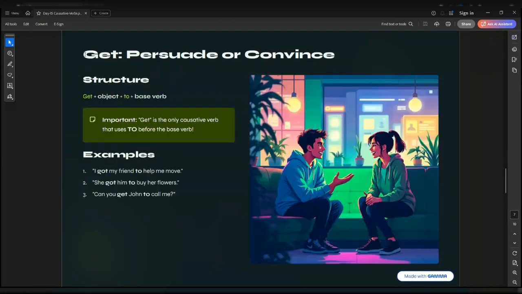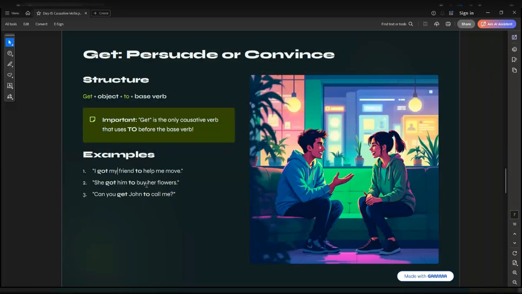Fourth one, get. Get means persuade or convince. Let us see the example first, then the picture will be clear to you. I got my friend to help me move. Here, I convinced my friend to do something for me. I'm not forcing him. I'm not asking him, right?